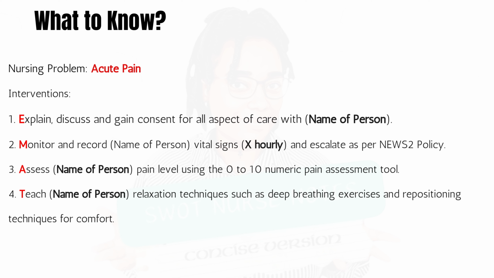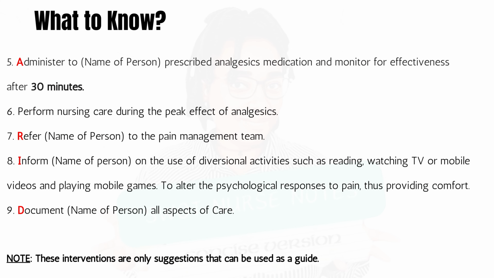4. Teach relaxation techniques such as deep breathing exercises and repositioning techniques for comfort. 5. Administer prescribed analgesic medication and monitor for effectiveness after 30 minutes. Remember to revise the onset and duration for common medications. Examples for the drug class: analgesics, antibiotics, antidiabetics, antihypertensives, NSAIDs, etc. This is because the monitoring for effectiveness timeframe written on the care plan should be realistic with the onset timeframe of the drug given.